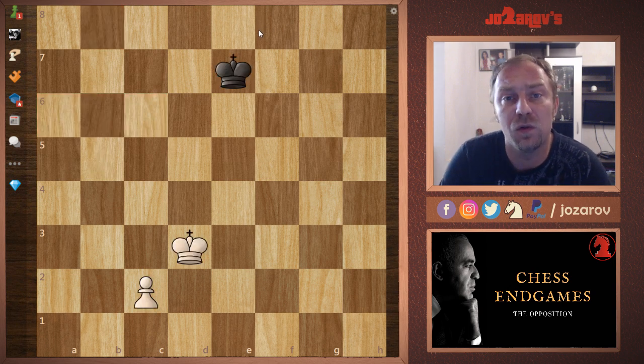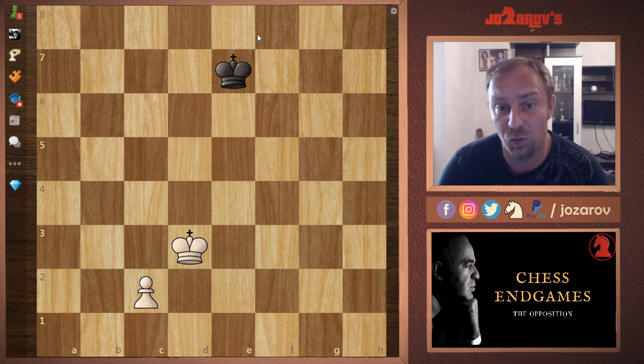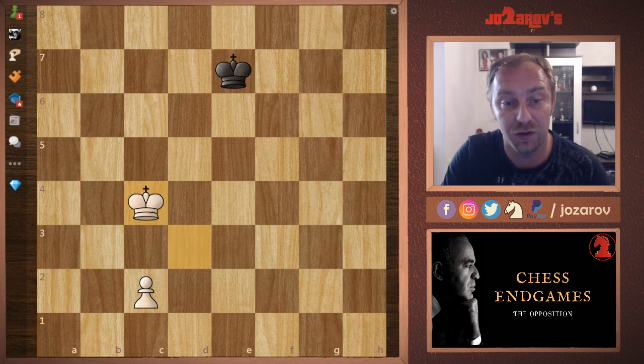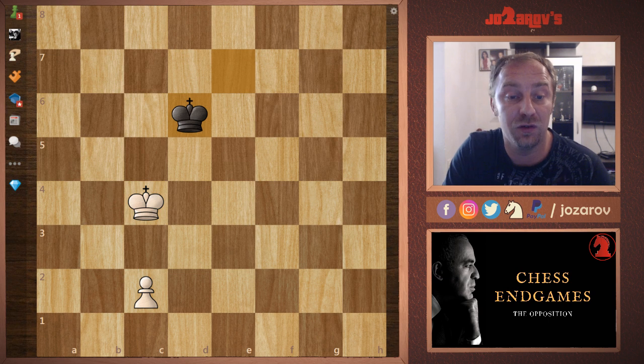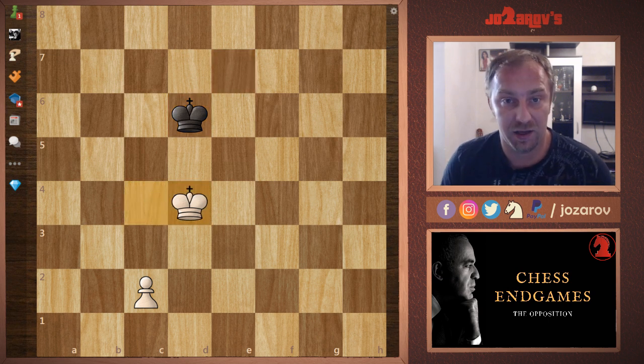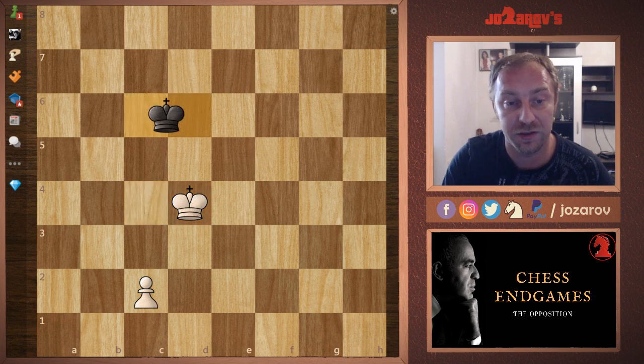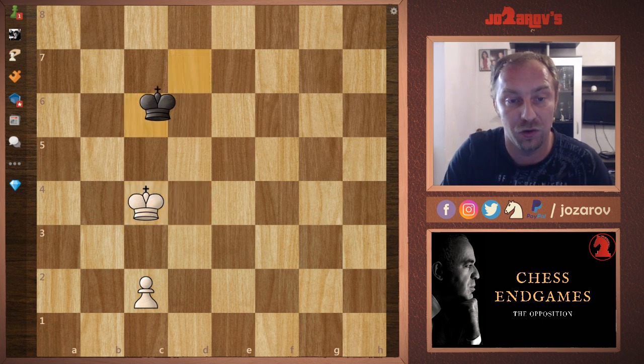Here we have the so-called distant opposition. Now white has a winning game, because white can force an opposition here, because white can simply proceed with the move king to c4. After a potential king to d6, again it's us that are creating this opposition position, because now after king to c6, again we go into an opposition.